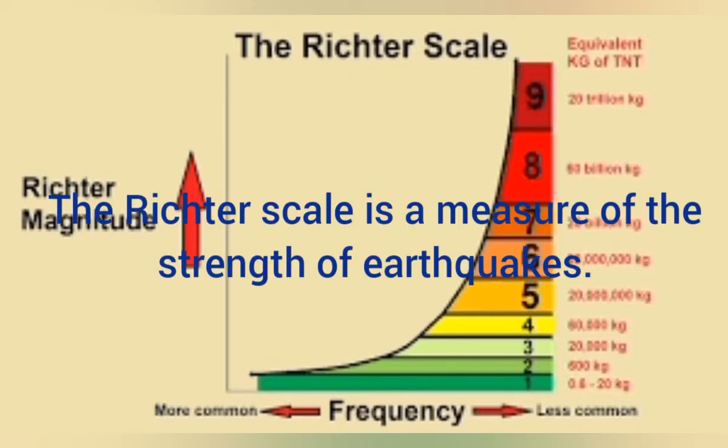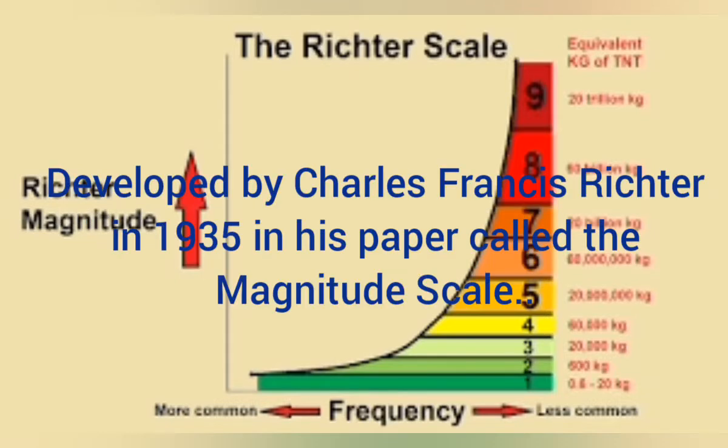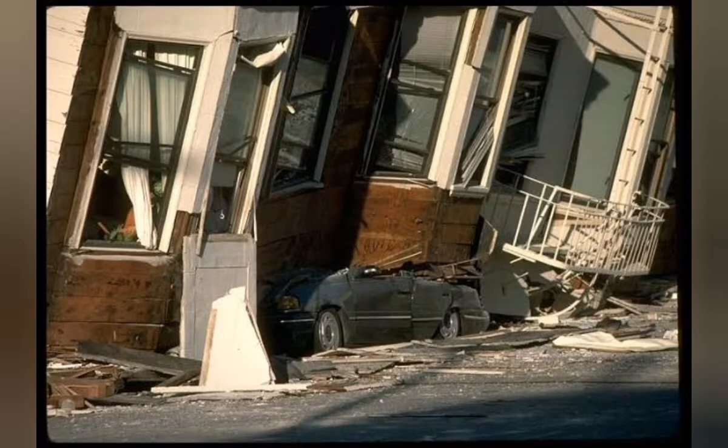The Richter scale, also called the Richter magnitude scale, is a measure of the strength of earthquakes, which was developed by Charles Francis Richter in 1935 in his paper called the magnitude scale. The Richter magnitude of an earthquake is determined from the logarithm of the amplitude of waves recorded. The highest Richter scale recorded until now is 9.5, in the Valdivia earthquake of 1960.